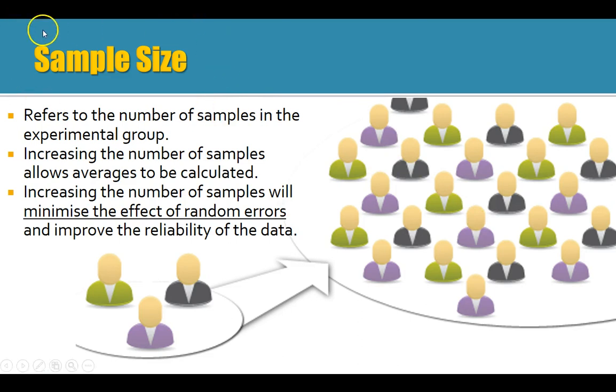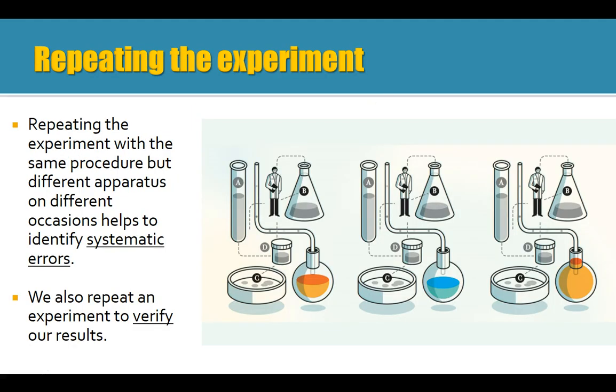So the other thing, when I talked before about random errors: sample size refers to the number of samples in an experimental group. If you increase the number of samples, this allows for an average to be calculated, and this can minimize the effect of random errors. So the larger the sample size is, the smaller the effect of random errors in your data, and the more precise your experiment will be in terms of collecting results.